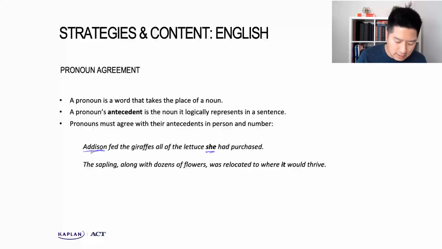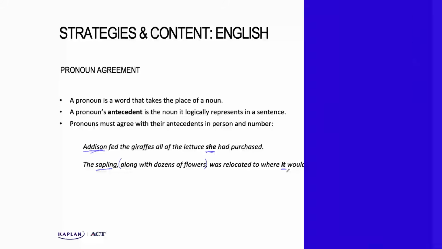Same thing with the second sentence. "It," I guess, could be a number of things. But really, in this sentence, all we're talking about is the sapling. Everything else is a descriptive phrase. And so "it," the singular pronoun, is the correct pronoun to use. Let's try another question.